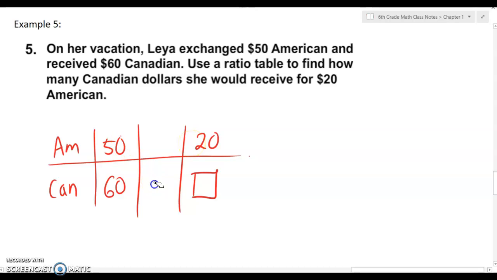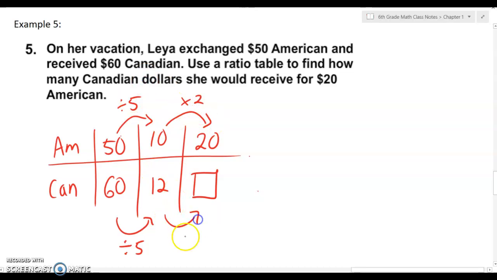A factor in common between 50 and 20 would be 10. There are other ones you can use, but I'm going to use 10. To get from 50 to 10, I'm going to divide by 5. So I'll do the same here. Divide by 5, and 60 divided by 5 is 12. Now I'm going to go from 10 to 20. To get from 10 to 20, I have to multiply by 2. So I'm going to multiply by 2, and then we get 24. So it would be 24 Canadian dollars for 20 American dollars.